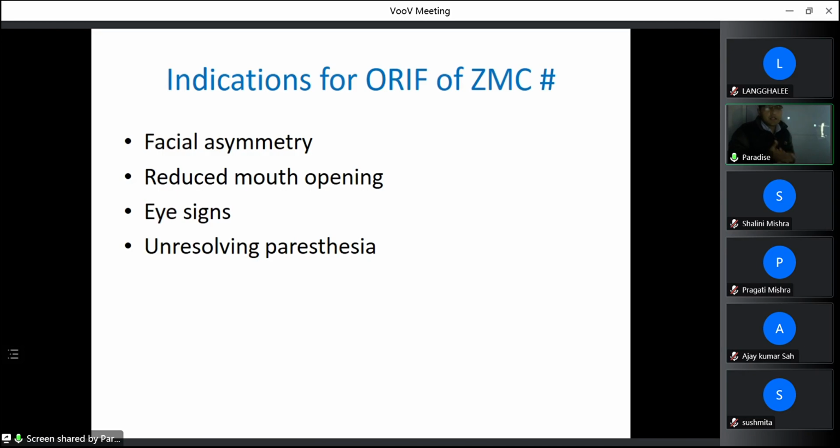Now, ZMC fracture is very difficult to treat, because the first thing is you have to identify whether to operate or not. The ZMC fracture may vary from undisplaced fracture, minimally displaced fracture to severe displacement. So you have to decide whether you will plan for surgery or not. Surgery is indicated only in these 4 conditions. If facial asymmetry is present due to depressed zygomatic bone fracture, depressed malar prominence fracture, or any condition, if there is facial asymmetry, then you have to operate the case.